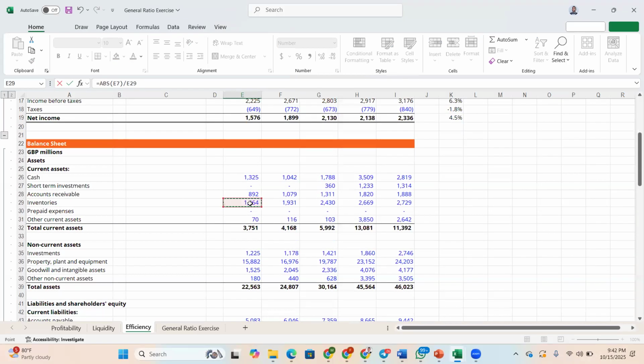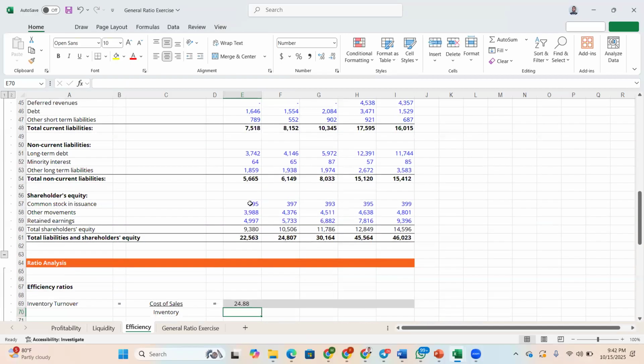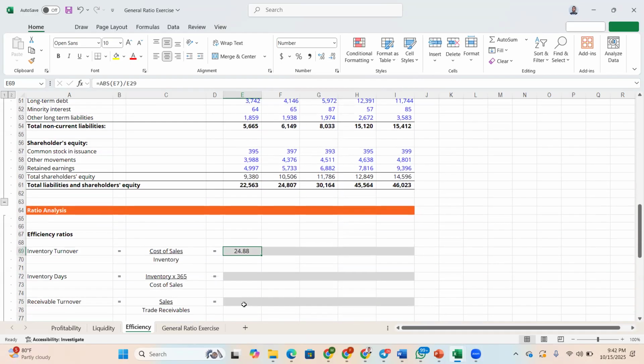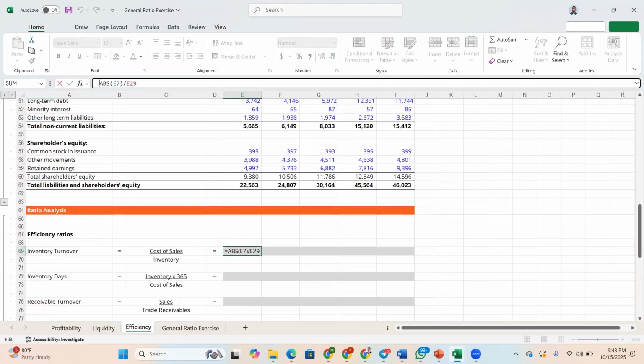Inventory is on row 29, yeah. So our inventory turnover is 24.88. Now, it's always good that you represent it in times. Your inventory turnover is represented in times. So I'm trying to see how I can represent this in times.